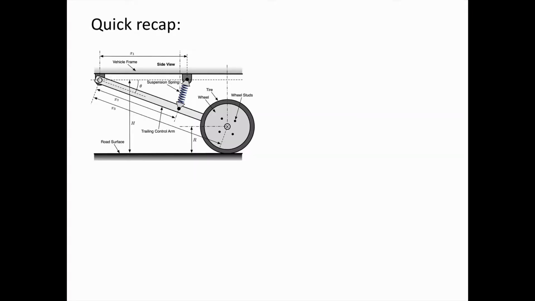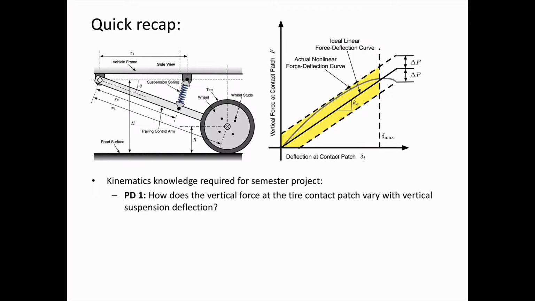for several examples. Just a quick recap, we're looking at this primarily because the semester project requires design of a nonlinear kinematic system, the trailing arm suspension for the semester project. In Project Deliverable 1, you need to be able to answer this question: how does the vertical force of the tire contact patch vary with vertical suspension deflection? And you are tasked with, later on, designing a suspension system that meets the requirements for this force deflection curve.